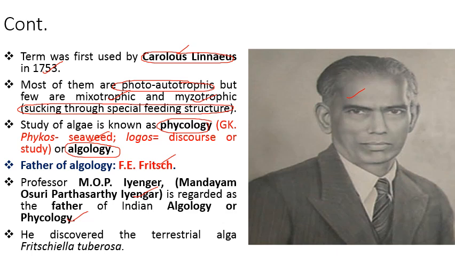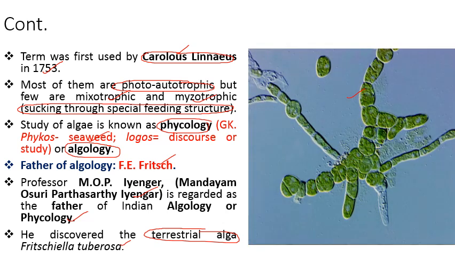He discovered one terrestrial alga. Terrestrial alga means जो soil surface पे grow करता है, named Fritschiella tuberosa. So this is an algal form that was discovered by M.O.P. Iyengar. And this is the photograph of this alga, Fritschiella tuberosa.